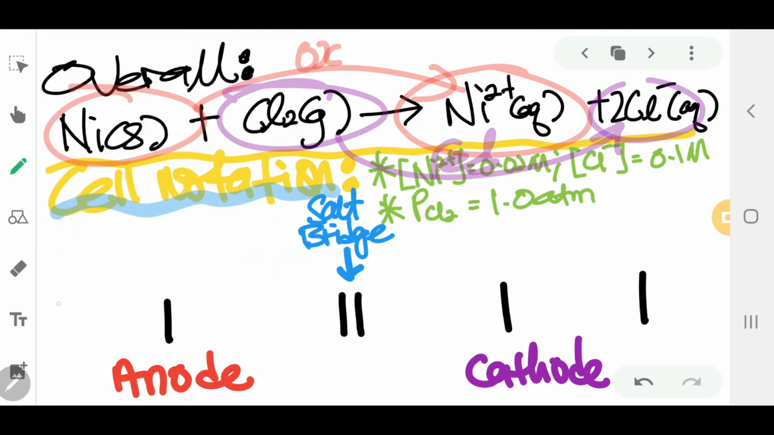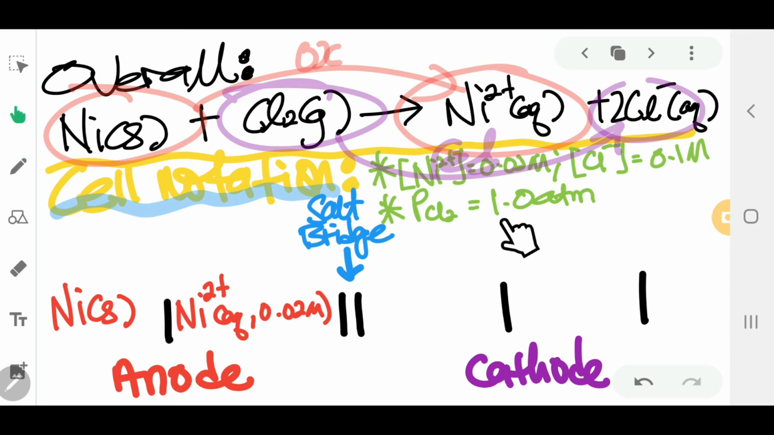So here you have nickel solid, and it will be oxidized into nickel 2 plus aqueous, and the concentration is 0.02 molar. Okay, and for the next one over here, you're going to write the aqueous first over that side.